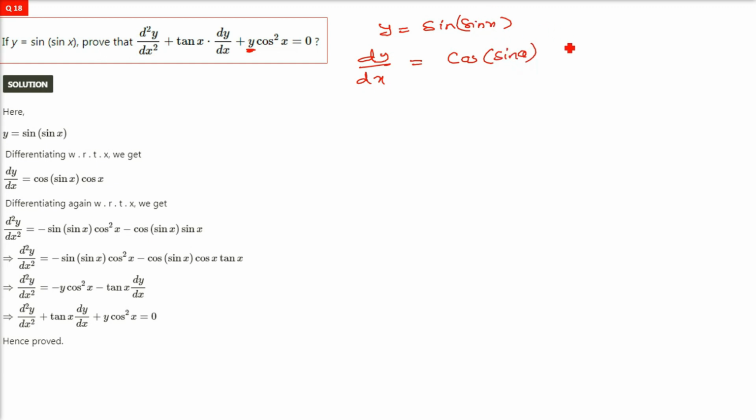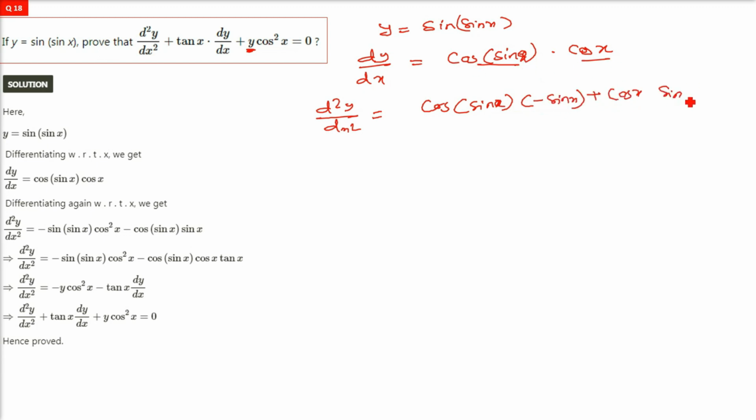Now we have to differentiate sin x also, that will be cos x. So this is dy by dx. Now d2y by dx2 we have to find out. This is the first term, this is the second term. So you have cos sin x; the differentiation of cos x will be minus sin x, or negative sin x, then plus cos x will be here.